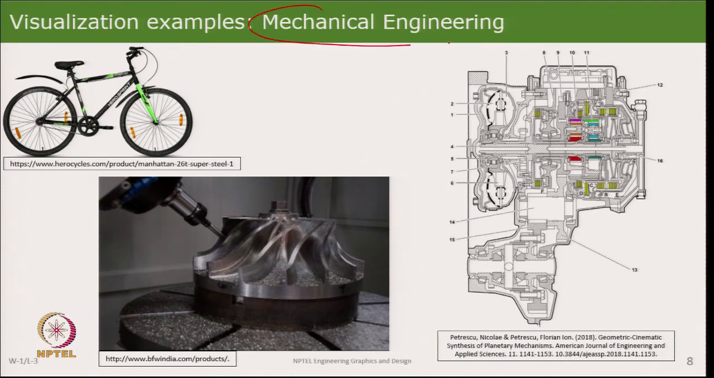In the earlier lecture, we had looked at examples from electrical engineering and civil engineering. Now, here are some examples from mechanical engineering. In a very large number of examples, we have just taken up 3 over here. The one here is, of course, a bicycle, which everyone recognizes.